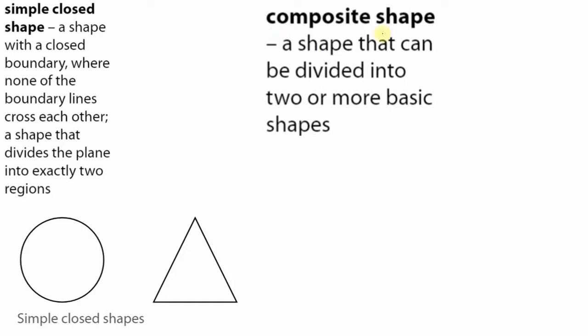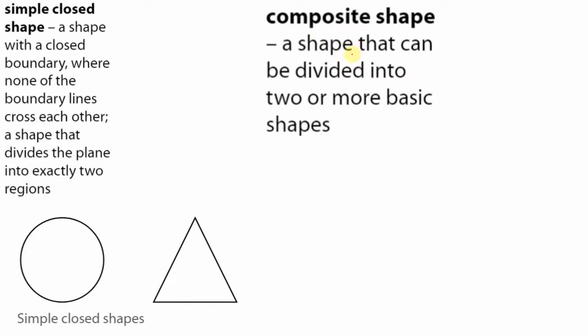Whereas on the other hand, a composite shape is a shape that can be divided into two or more basic shapes. So we now combine two or more basic shapes. Composite, you can think of composition or compose. In music, you compose music. So music consists of notes. So you combine various notes to make something bigger and meaningful, namely a composition.